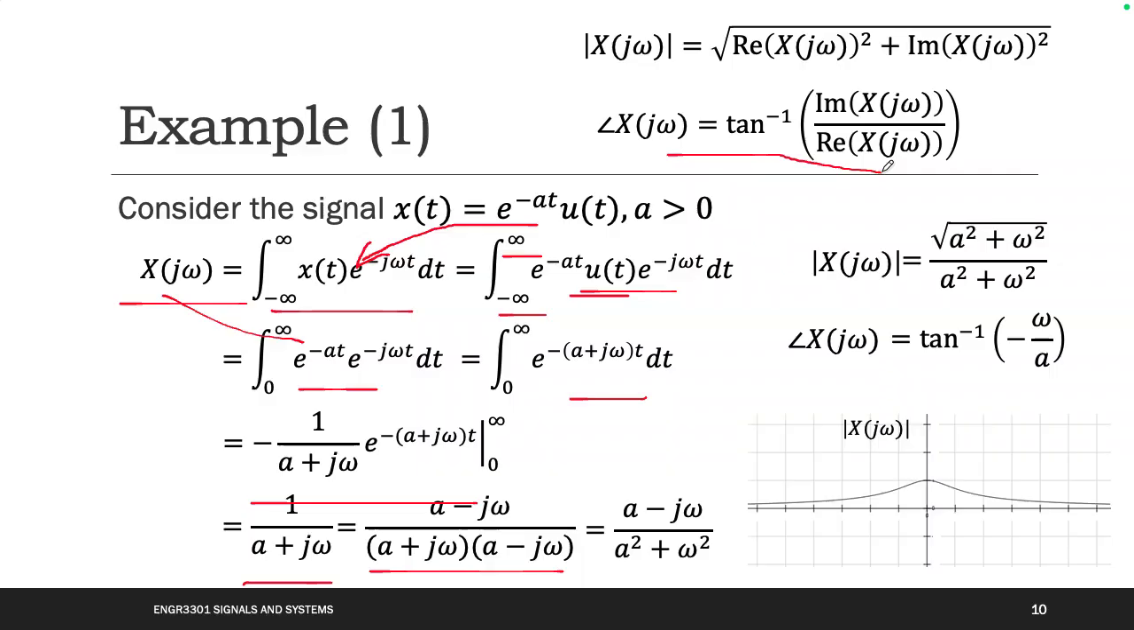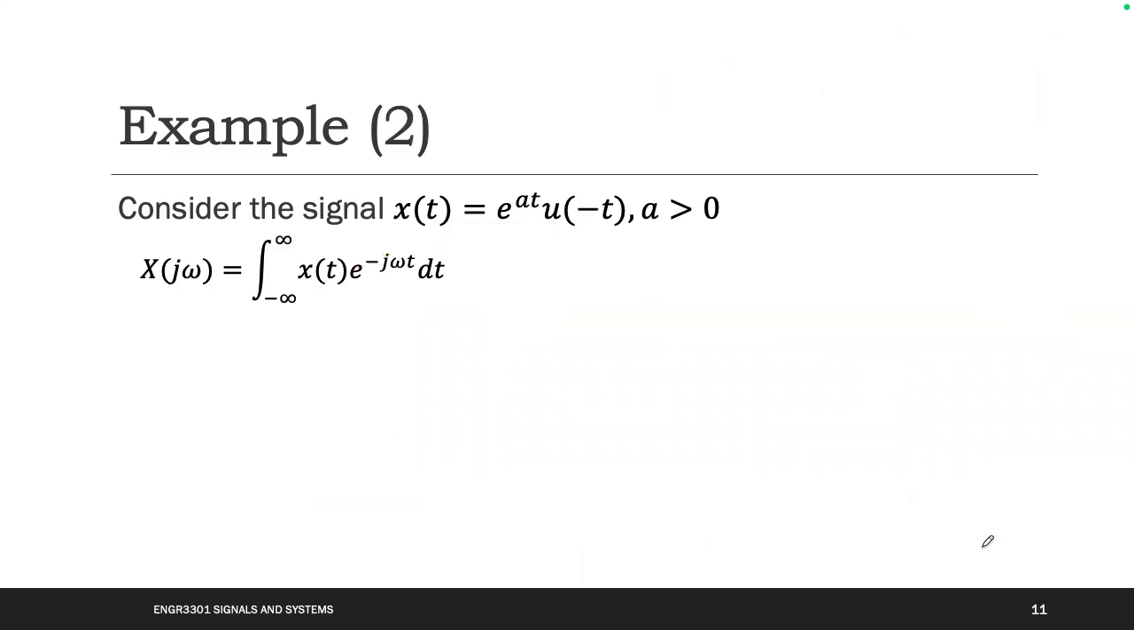And if you draw the magnitude, you will find this equation. You can see for a real signal, the magnitude will be even. That makes sense to you? Any questions so far? Okay, let's check the other one.